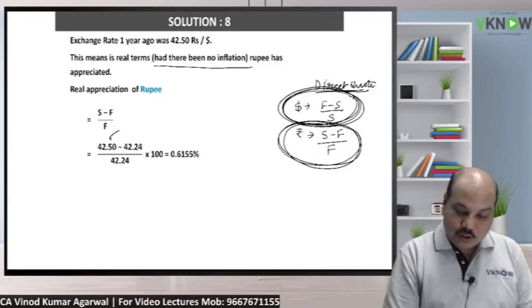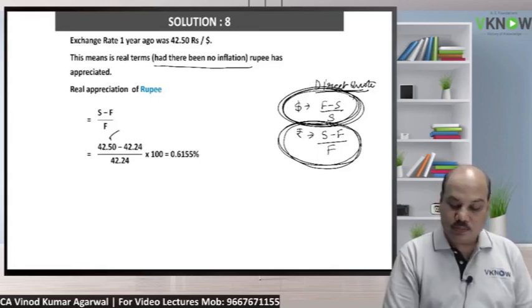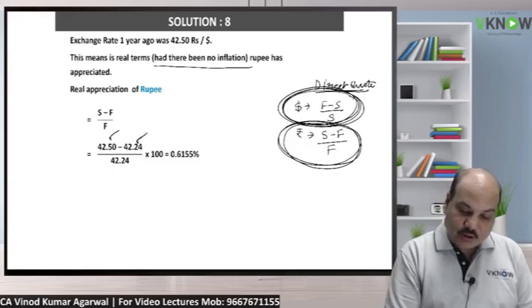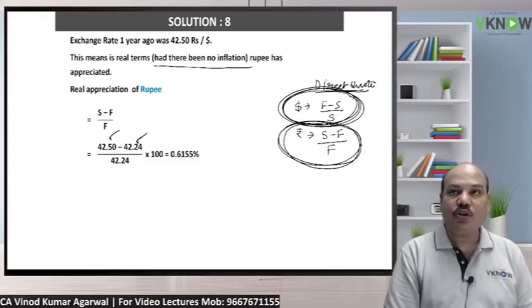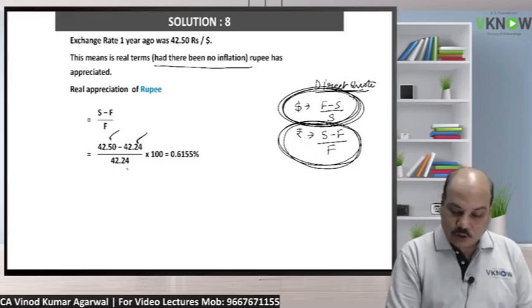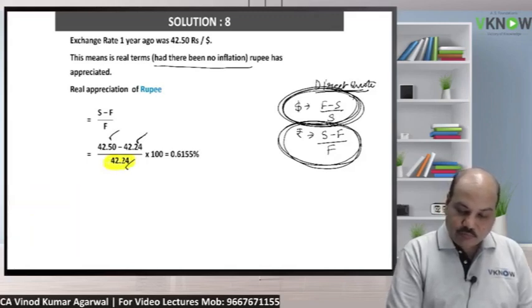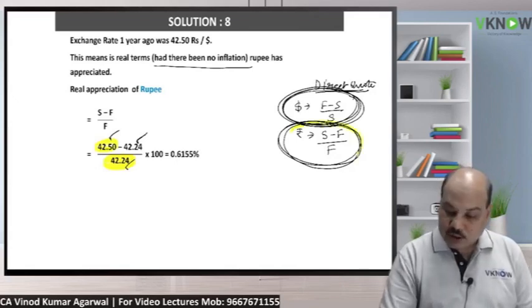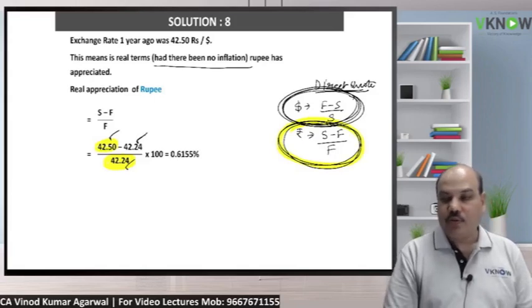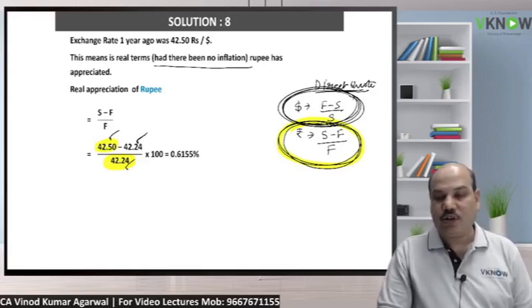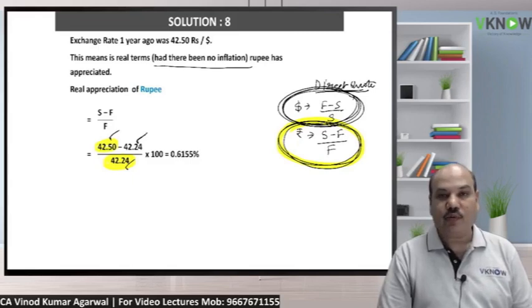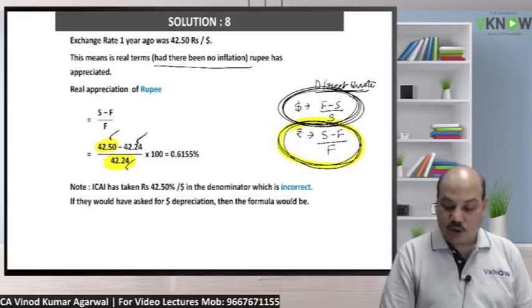So rate given to you in the question 42.50. This is real exchange rate in the absence of inflation, 42.24 divided by 42.24. Now institute has made a small mistake here. They have divided by 42.50, whereas the correct formula is to divide by F, discussed in your basics chapter. Solve it. You will get 0.6155%.